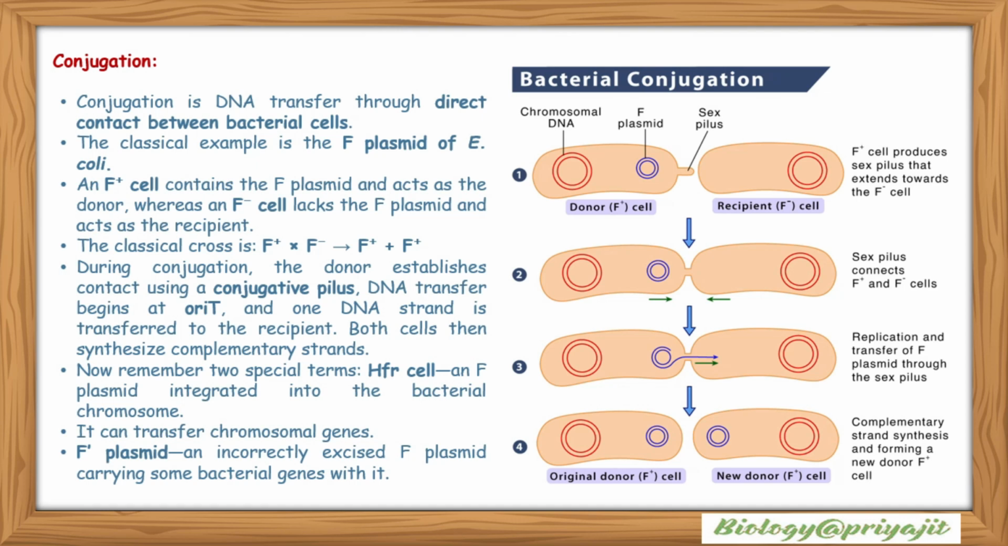During conjugation, the donor establishes contact using a conjugative pilus. DNA transfer begins at oriT and one DNA strand is transferred to the recipient. Both cells then synthesize complementary strands. Now remember two special terms. An Hfr cell has the F plasmid integrated into the bacterial chromosome. It can transfer chromosomal genes. An F prime plasmid is an incorrectly excised F plasmid carrying some bacterial genes with it.